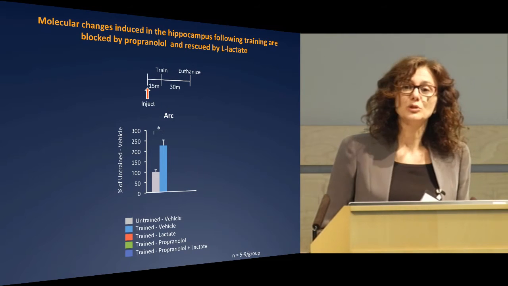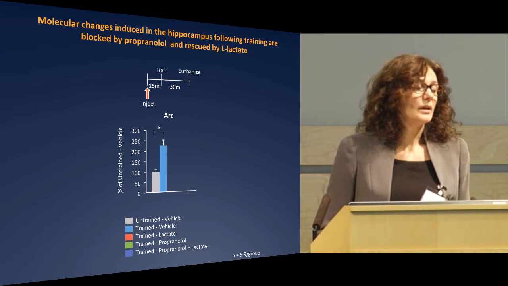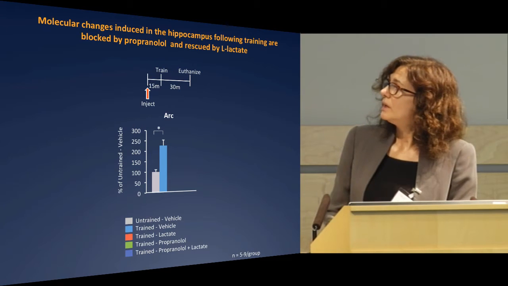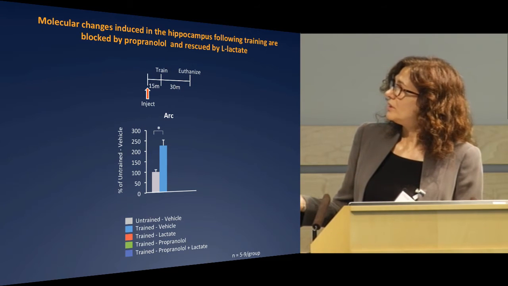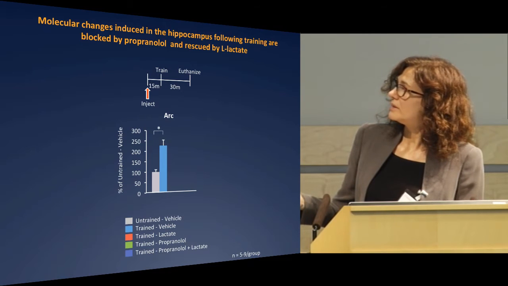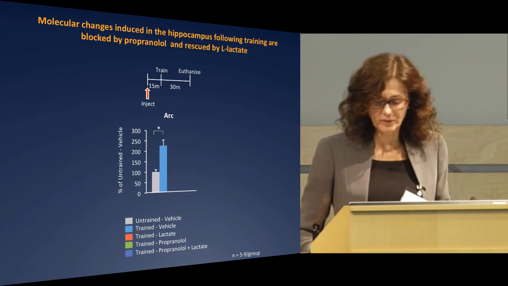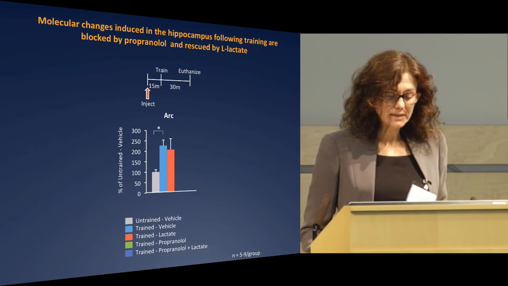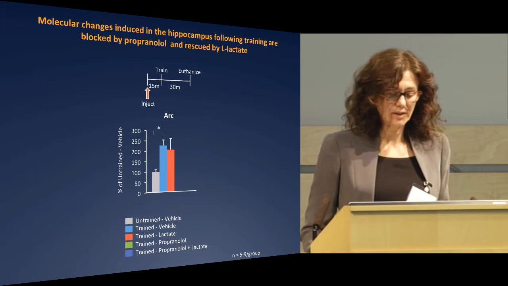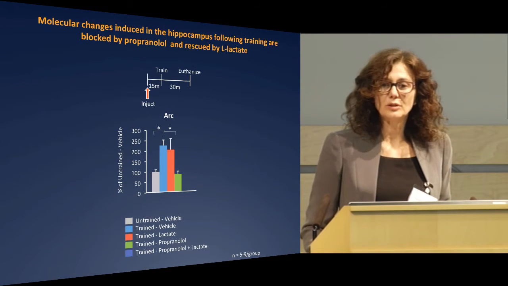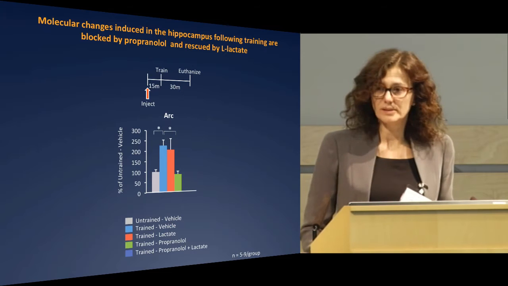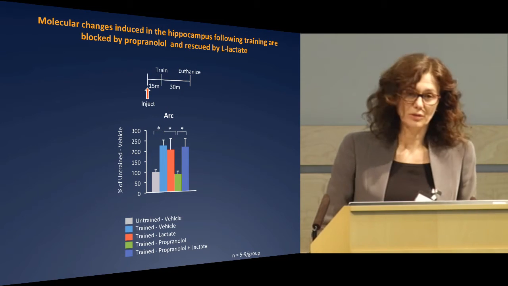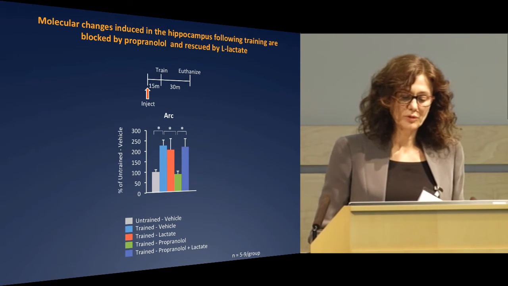It's the induction of the immediate early gene ARC. We know it occurs in neurons, and in excitatory neurons in particular. As you see here, the expression of ARC induced after training is significantly increased in the hippocampus of these animals. Injection of lactate alone does not change this induction. Injection of propranolol completely blocks the induction. Injection of lactate with propranolol rescues the deficit. And this is true for many other markers.